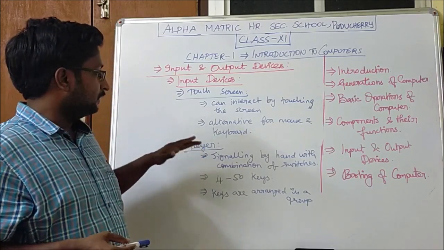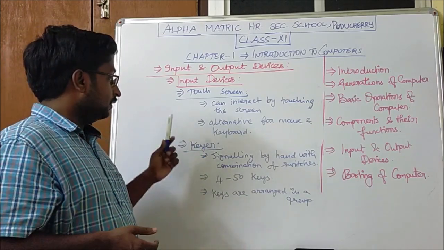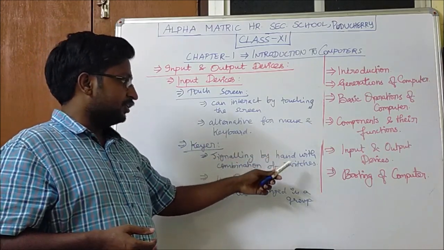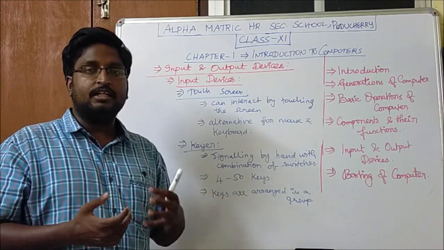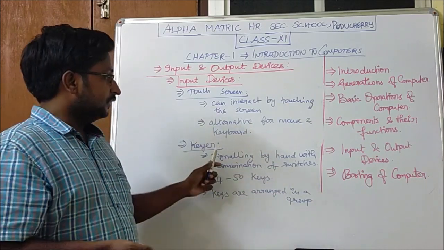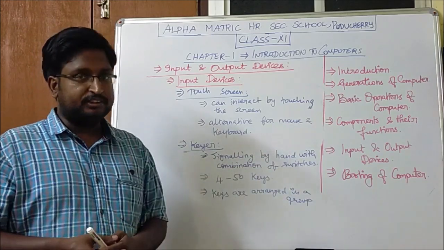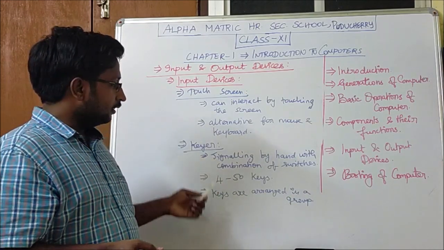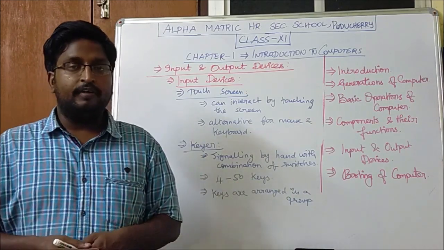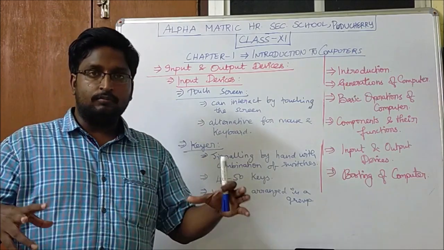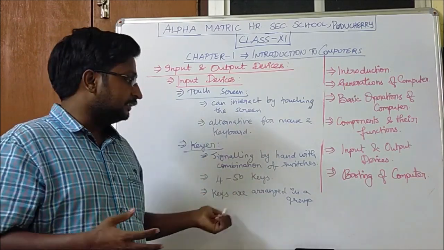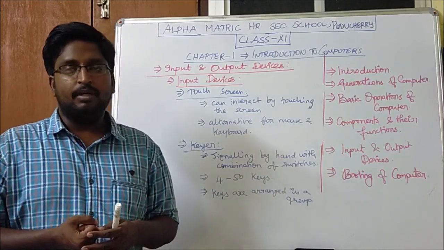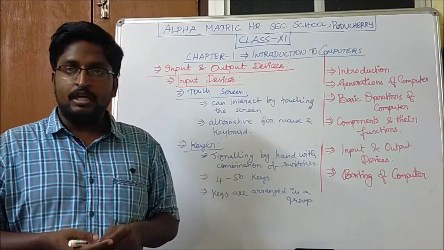And the last input device is a keyer. It is a device where signals are transferred by a combination of keys, by pressing switches which are connected to the fingers. So that is signaling by hand with a combination of switches. Almost 4 to 50 keys will be available in the keyer, and the keys are arranged in a group. Whereas in a keyboard the keys are arranged on a board, here the keys are arranged in a group, and based on the combination of keys connected to the fingers, by pressing them various functions can be achieved.